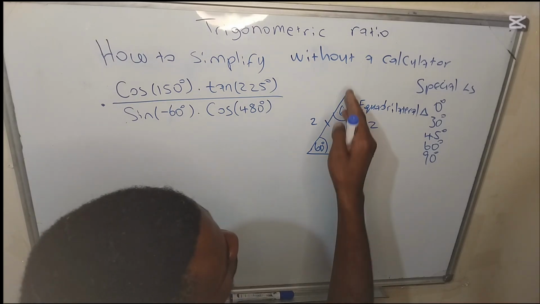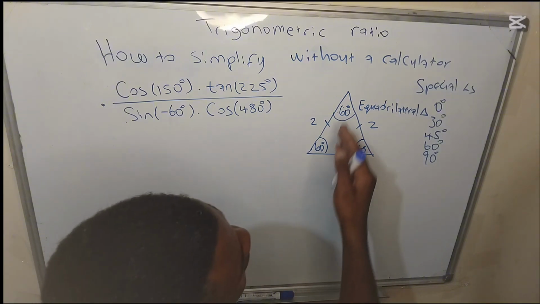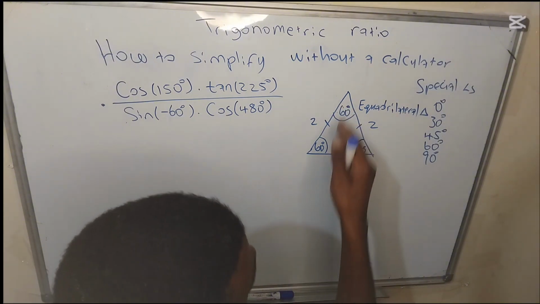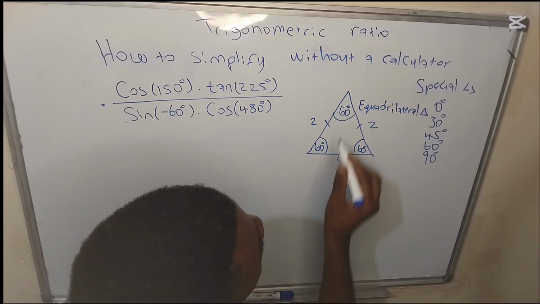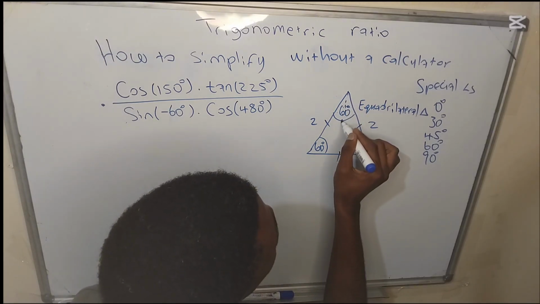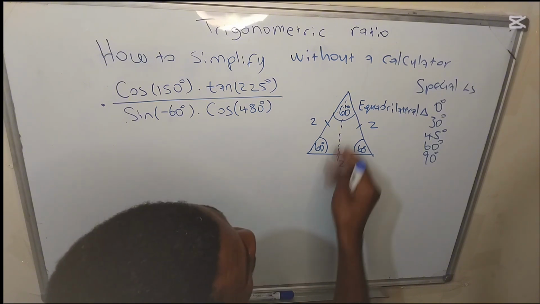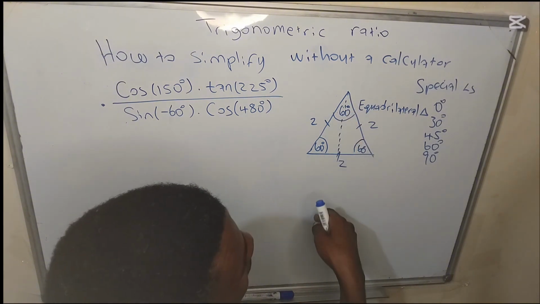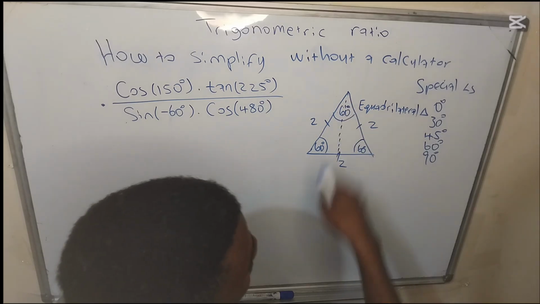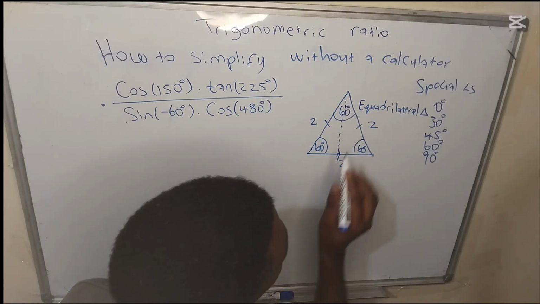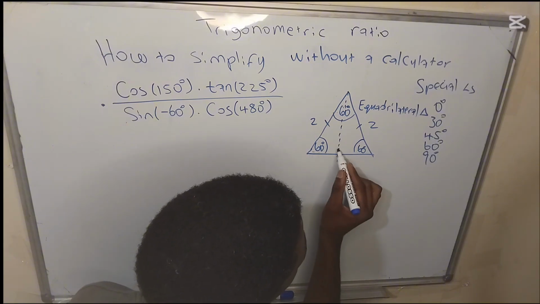Draw a line, just bisect this triangle into 2 equal halves. Bisect means split this triangle into 2 equal halves. So our triangle is now split into 2 equal halves. And this line, this bisector, must be perpendicular to this side.